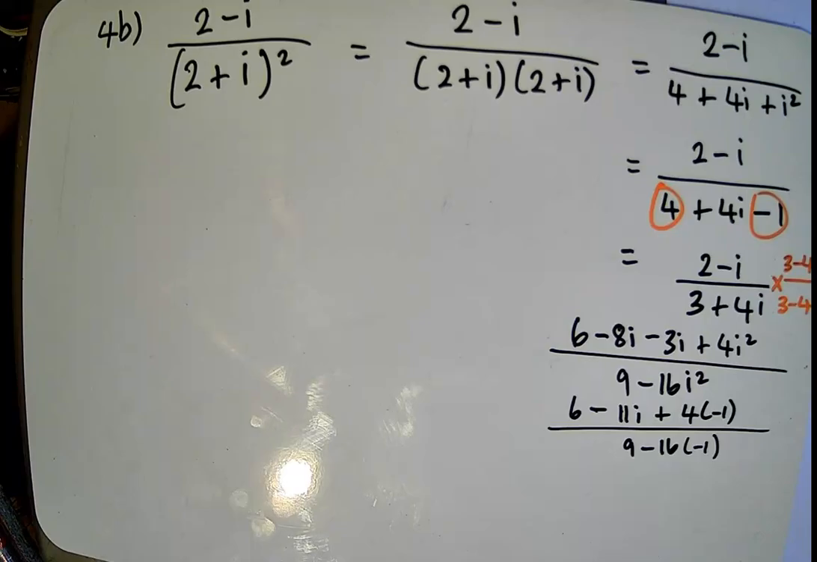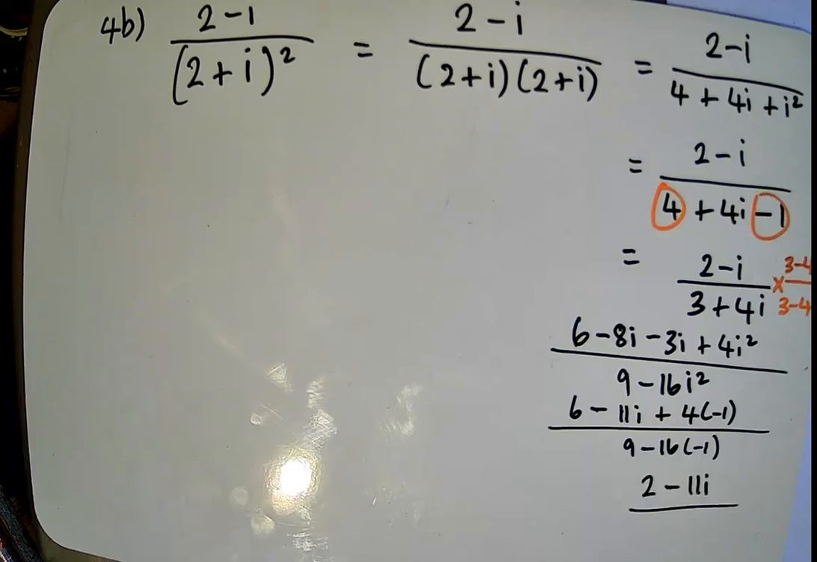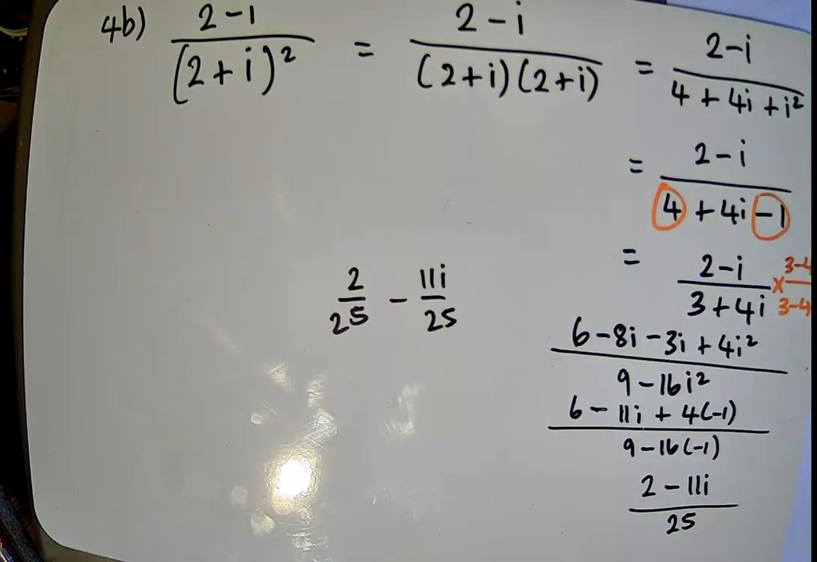Okay, next is to simplify. We'll get 2 minus 11i. So we have 6 minus 4 is 2, and then minus 11i. Then we have 9 plus 16, because minus 16 times minus 1 is plus 16, so we get 25 there. Next step is to split it, and that's our final answer. We can write i to the side if we like, which is more preferred.